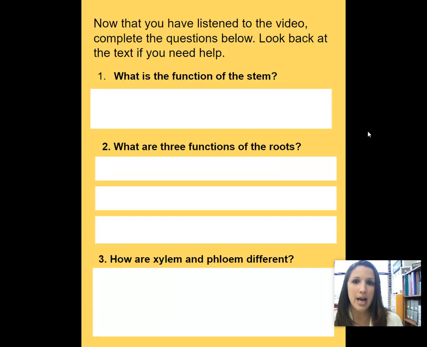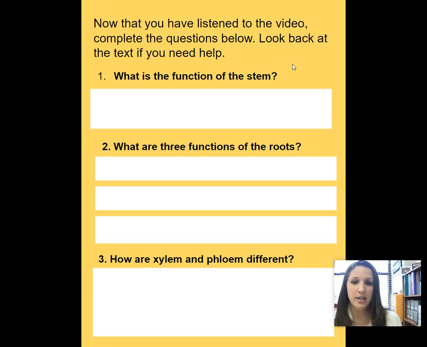So what you're going to do today is answer 5 different questions. Please use the text to help you because all of these answers come straight from the reading. Number 1, what is the function of the stem? Remember the word function means job, so that was on the first page we read. 2, what are 3 functions of the root? So we just read that on the last page. You're going to want to go there and find that out, put 1 in each box.